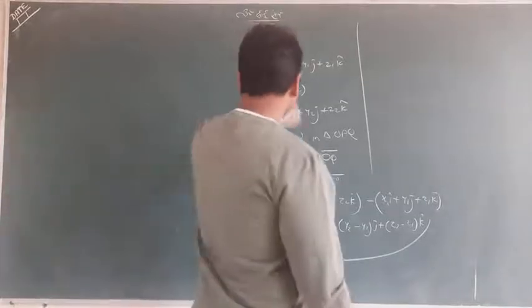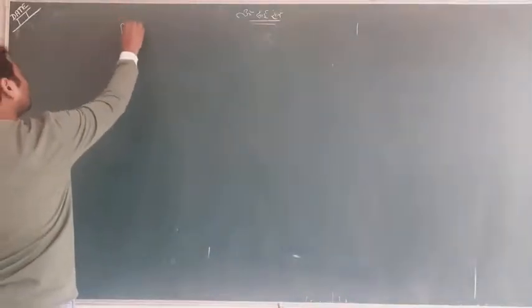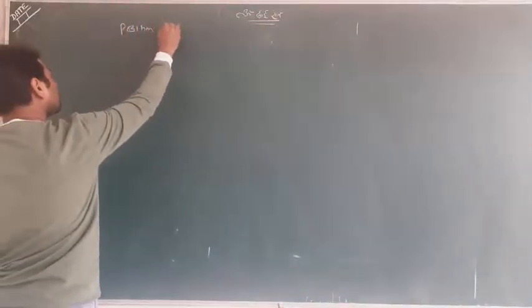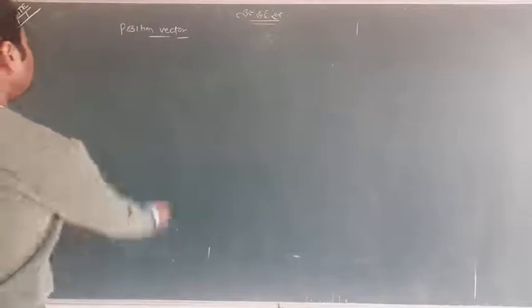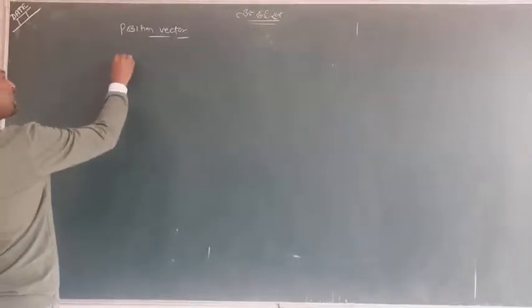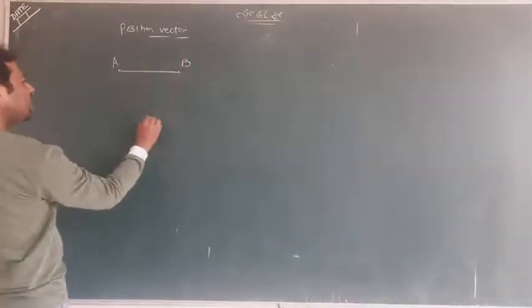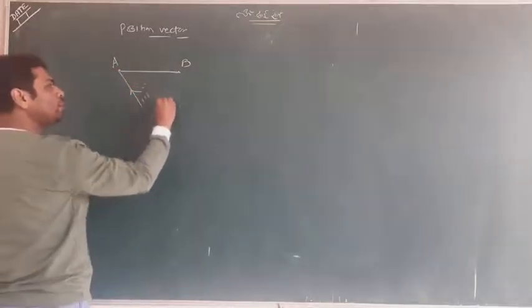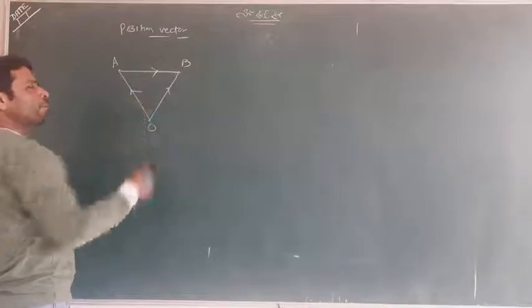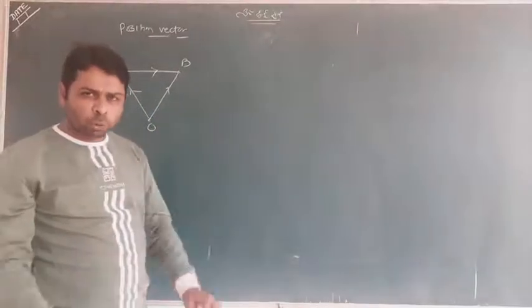One more thing I wanted to share with you right here, which recently came to my mind. Yesterday I taught you the position vector of any point. Again I want to explain the same thing. Suppose it is A, it is B, it is O. The position vector of A is OA and the position vector of B is OB. So I just want to do some work on that.